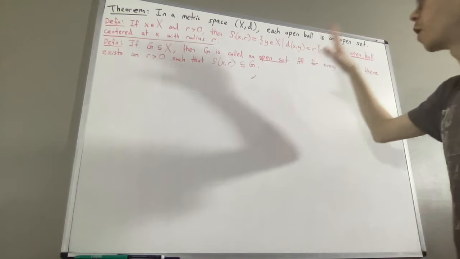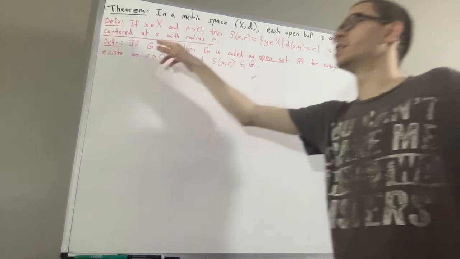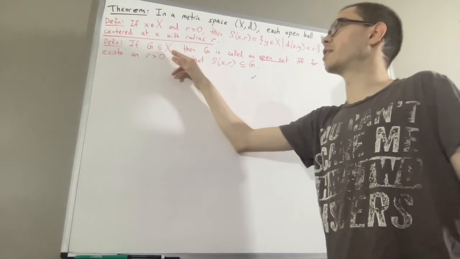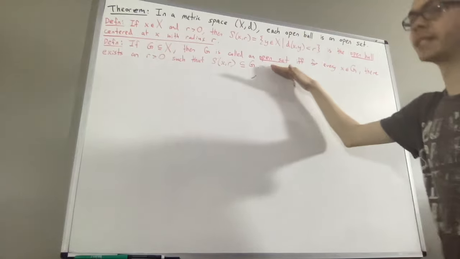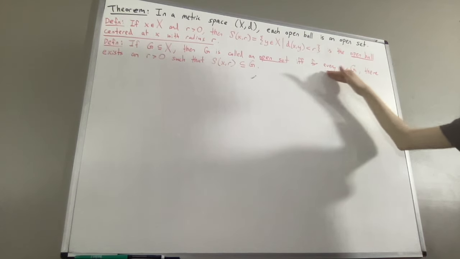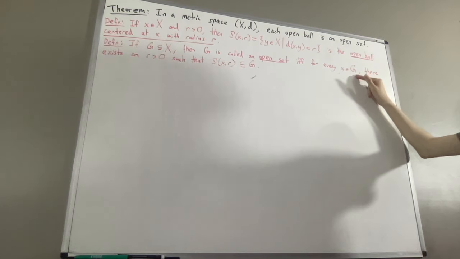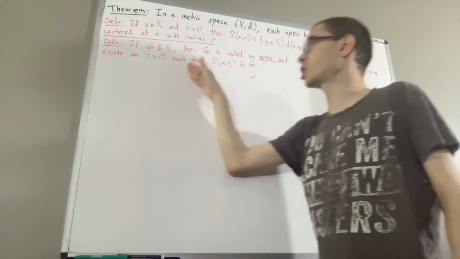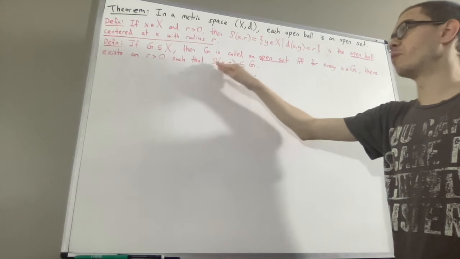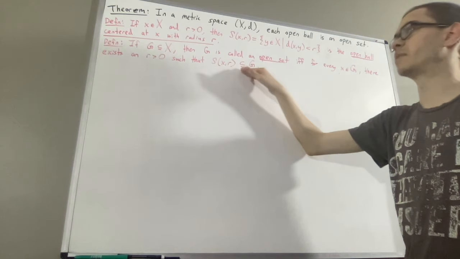And next we have the definition of an open set. If G is a subset of our set capital X, then G is called an open set if, for every element x in G, there exists an r greater than 0, such that the open ball S of x comma r is a subset of G.